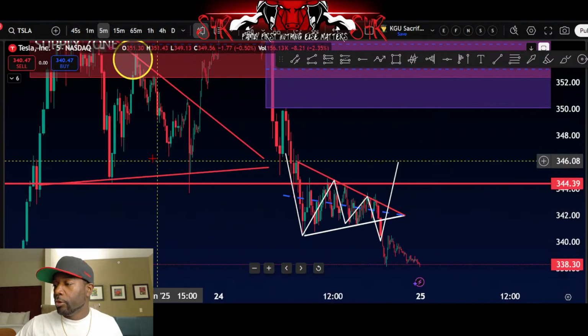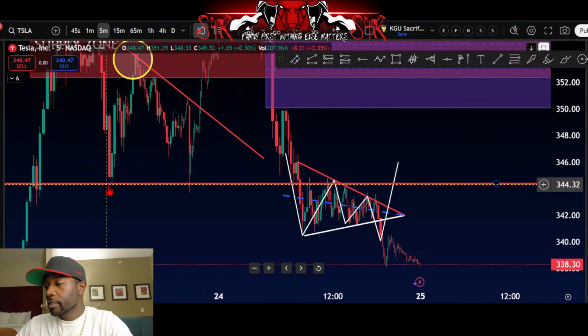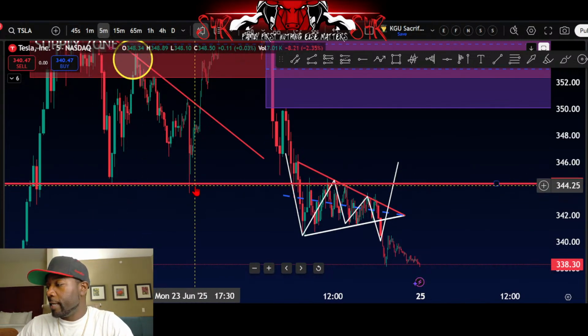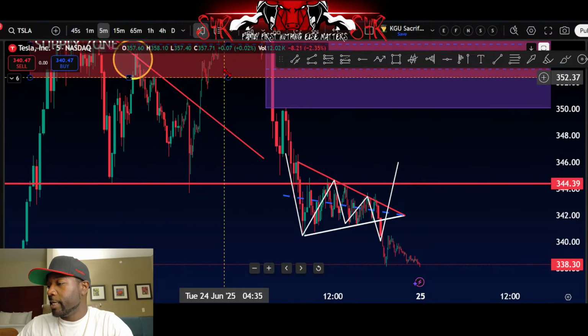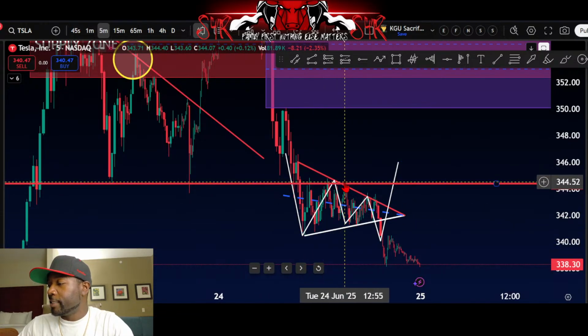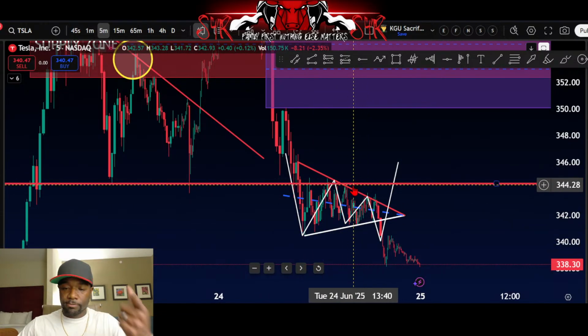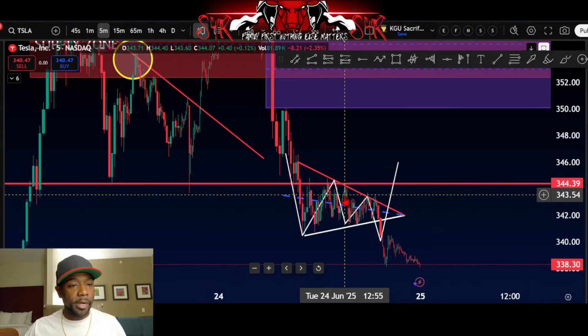But you can see here, let me get rid of this, the support at this level. Okay. We broke support, retested, and bounced off. Then once we fell through and failed to retake this level, that was my trigger that it is safe to go short on Tesla. All right.